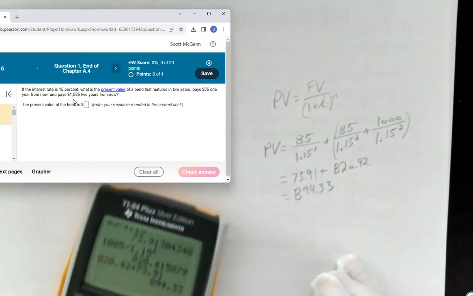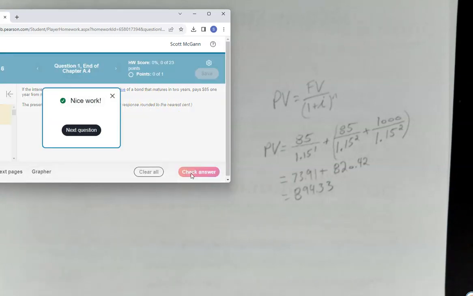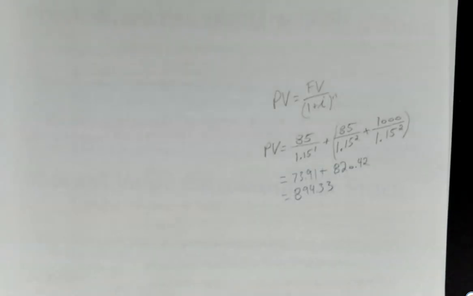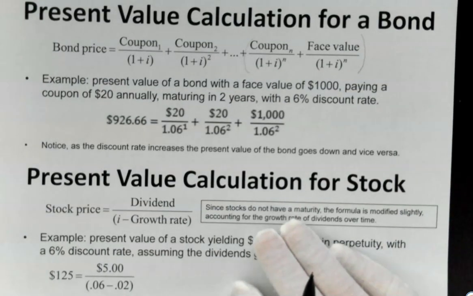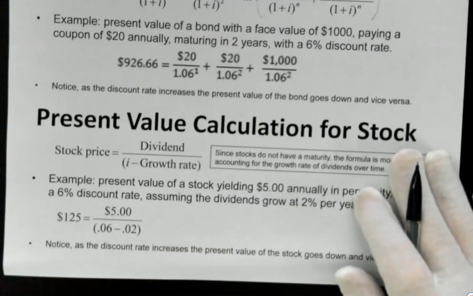And now we've determined the value of that bond. As a result, we can plug that in, and let's see what happens. 894.33. It says round to the nearest cent, which we did. Check answer. Excellent. Okay, so now hopefully we have a good sense of how we might answer these types of questions. But let's keep going from our previous slides and move on to a stock.